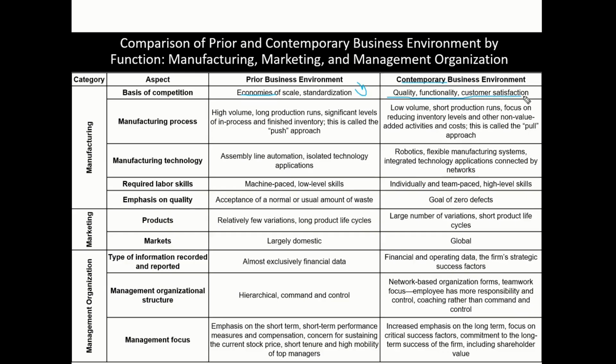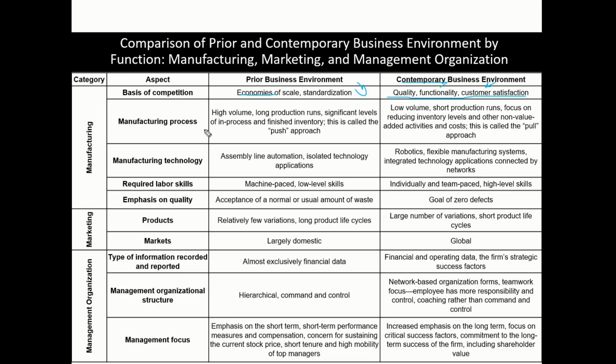They can no longer say we're going to produce a lot, and as we produce a lot, our costs will go down. Therefore, we are competitive. Now you have to focus on the customer. What does the customer need, and focus on that. Focus on functionality. What functionality can you give the customer?